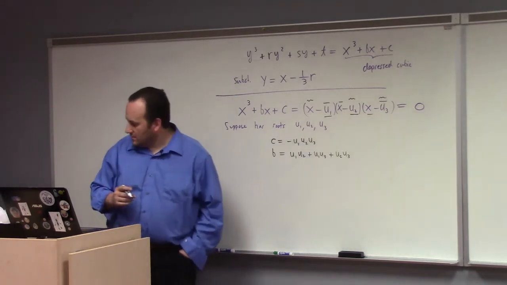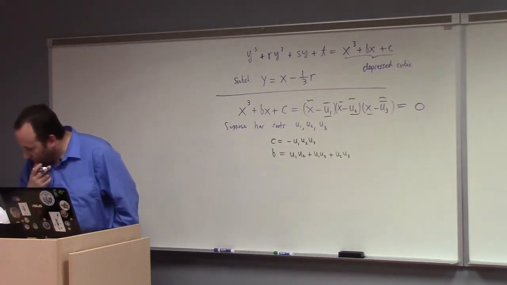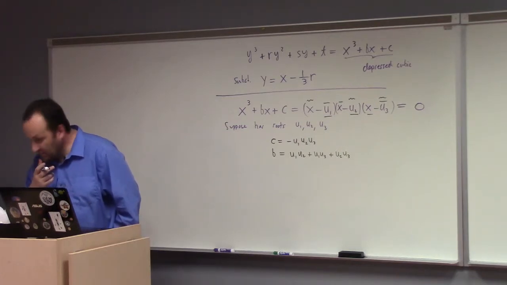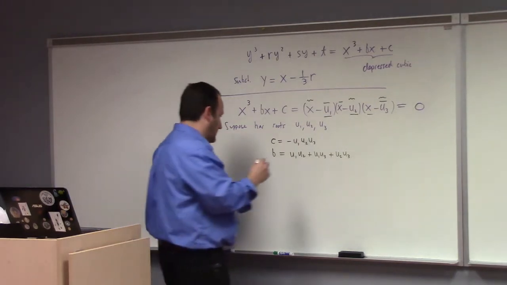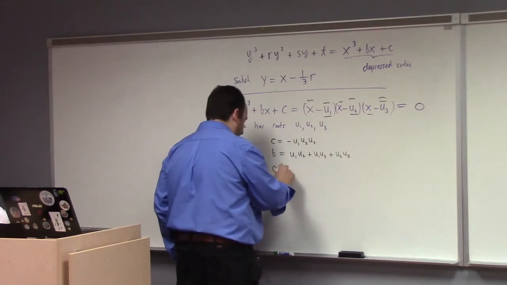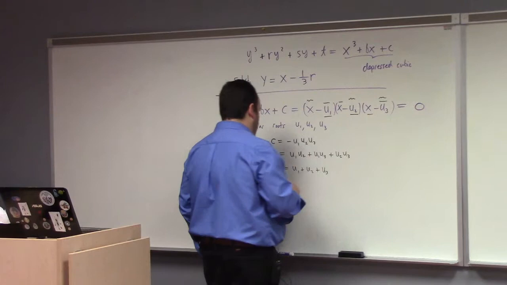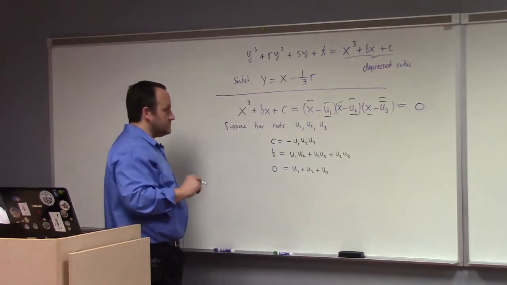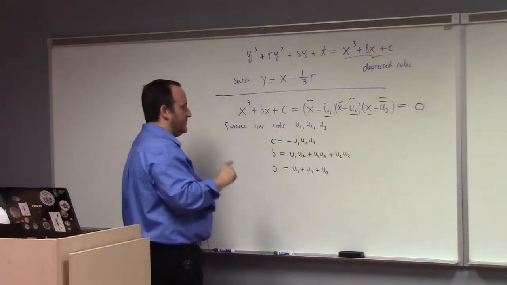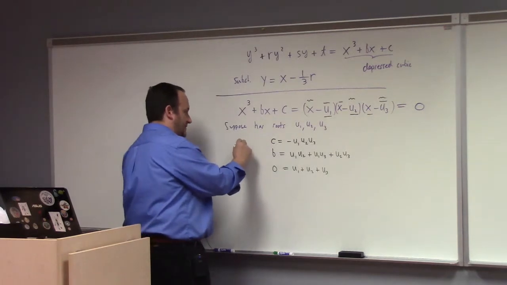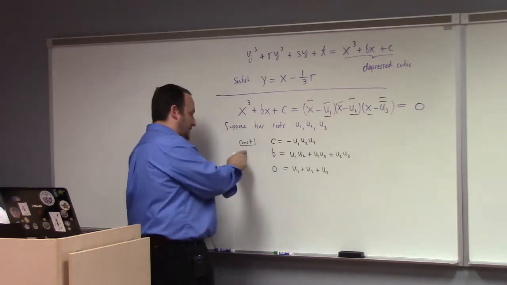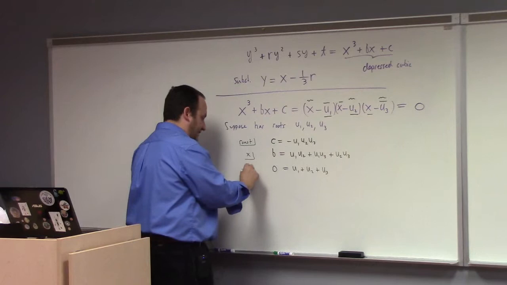And then this one, he says, yeah? Well, is the sum equal to 0? Yes, why would that be? X times negative u1. I guess it's their negative sum. Well, it doesn't matter. So let me see here. Yeah, exactly, thank you. This is the constant, this is the x, and this is the x squared coefficient.